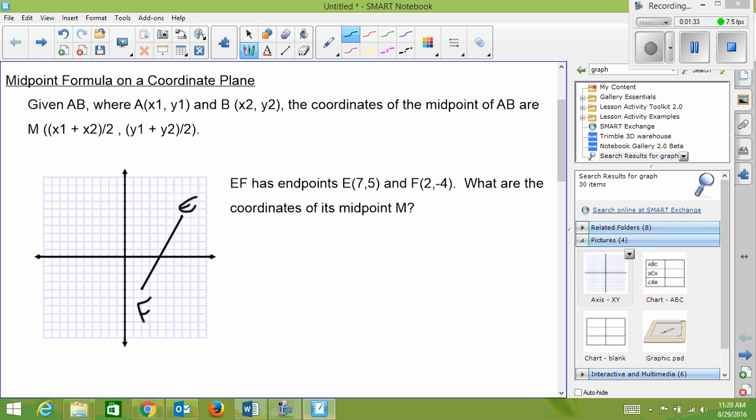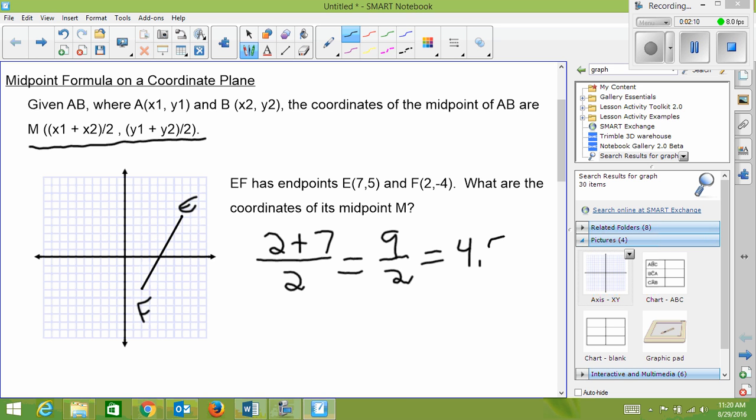So, using the formula right here, we will take x1 plus x2. So, I'm using F for my x1. So we're going to take 2, the first x, plus 7, which is the second x, and I'm going to divide that by 2. So 2 plus 7 is 9. Divided by 2 is 4.5. So that will be my x for my midpoint.